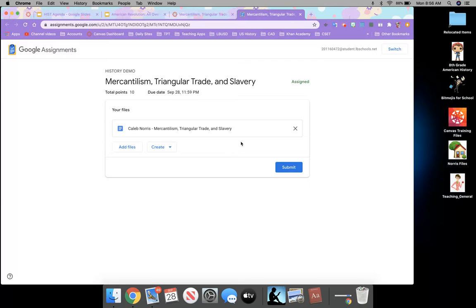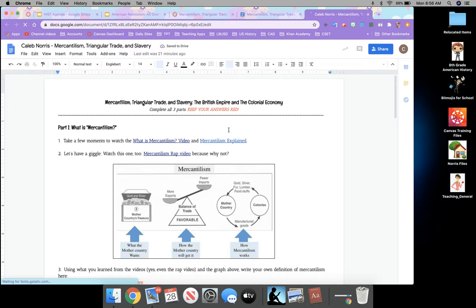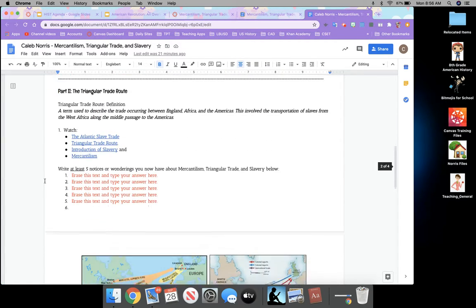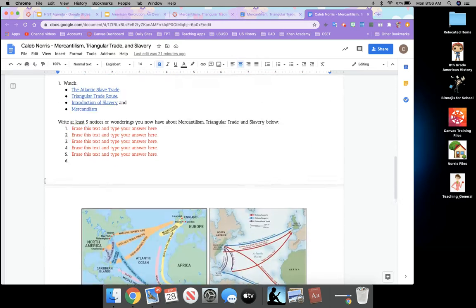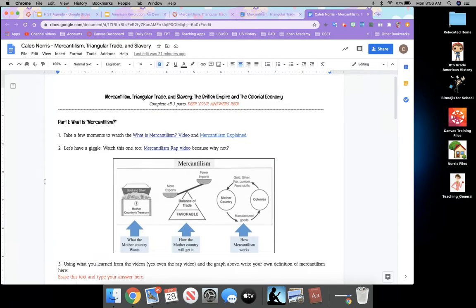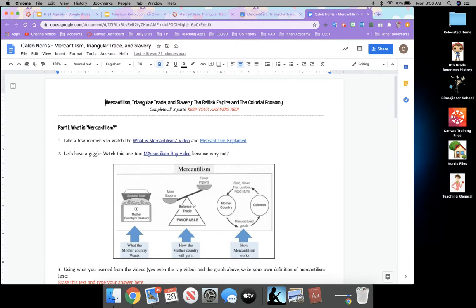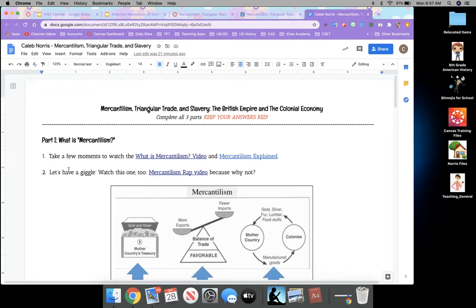Okay, and we have our activity here. It's very simple. It's a 3-part activity. For the first part, you're going to learn a little bit more about what mercantilism is, and we have a couple of videos here for you to watch, including a silly video. I want you to evaluate or look at in detail this image, and if you need to make it bigger, remember, use the presets.